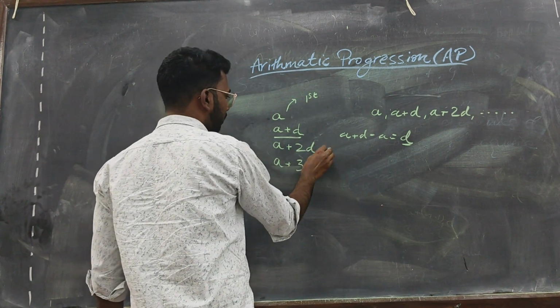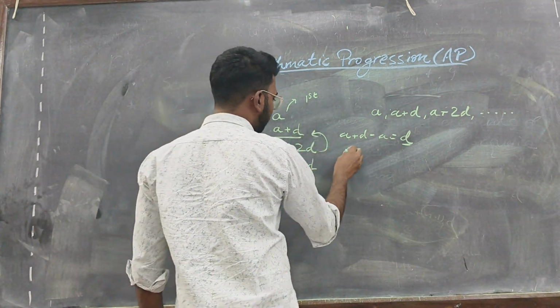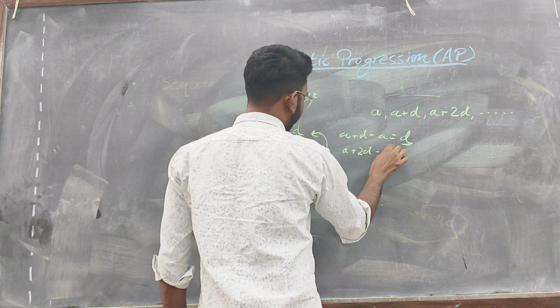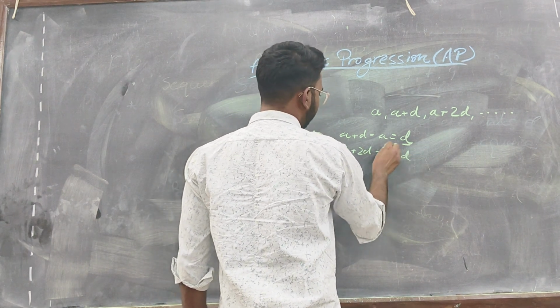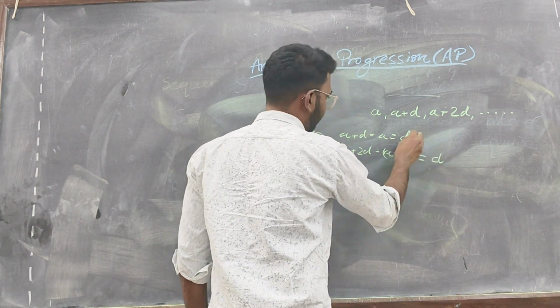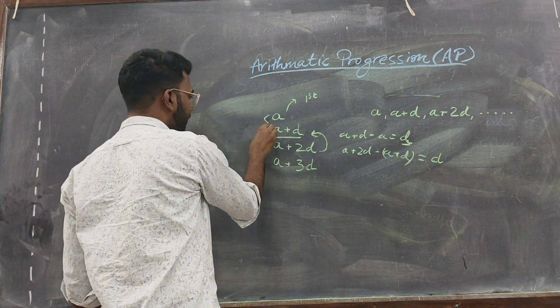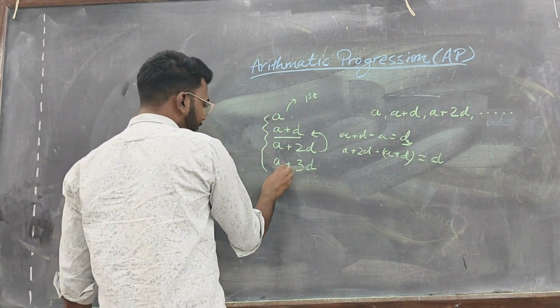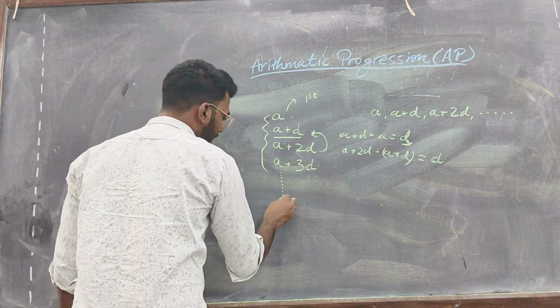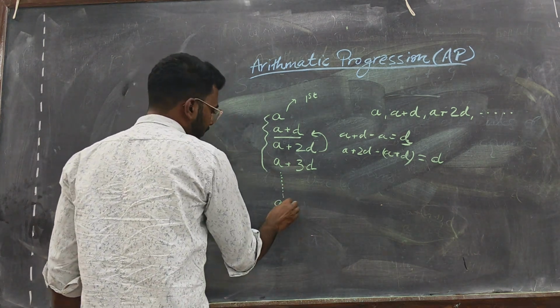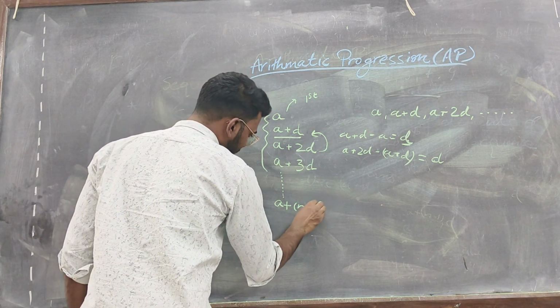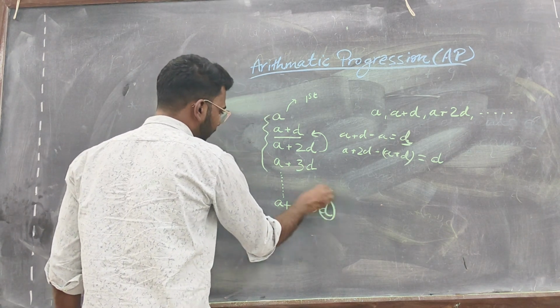If we subtract the second term from the third term, A plus 2D minus A plus D, it also gives you D. D is the common difference. So we can say that these terms are in AP. And if you continue this process, we will arrive that the nth term will be A plus n minus 1 into D, where D is the common difference.